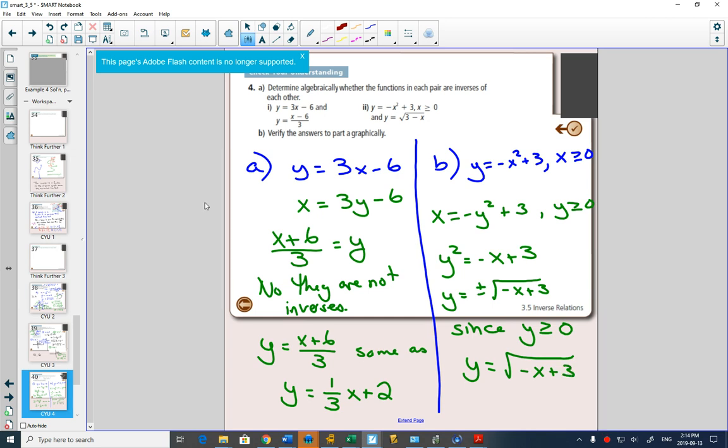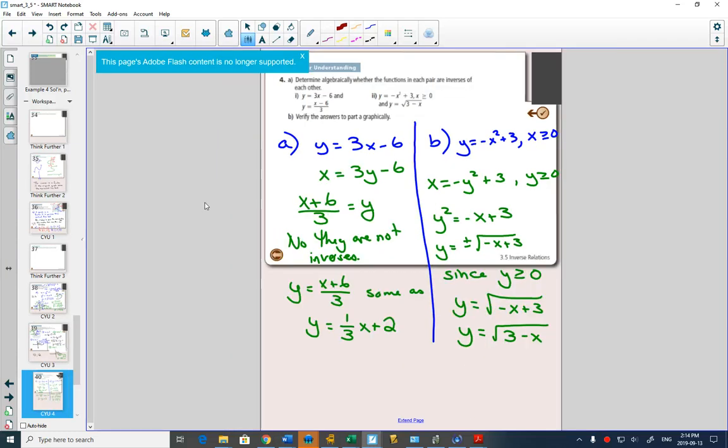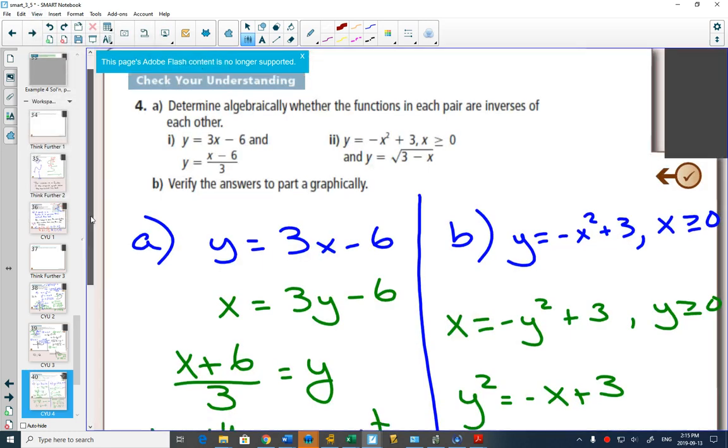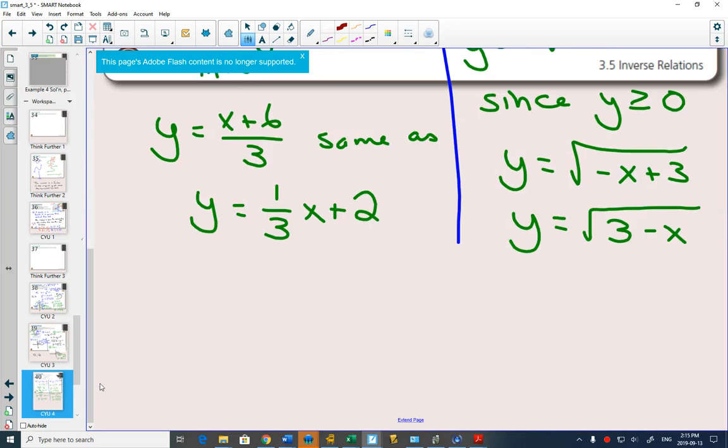Does negative x plus 3 match up with 3 minus x? Yes. So there, they don't look the same to begin with, but a little manipulation would make them the same. Negative x plus 3 is equal to 3 minus x. So we can say right here that yes, they are inverses.